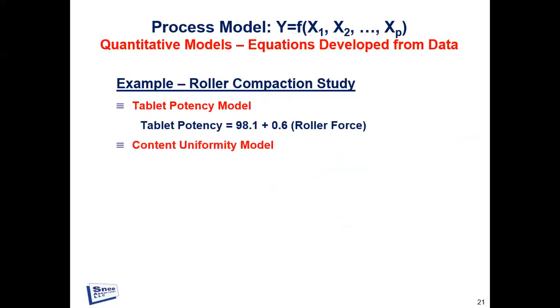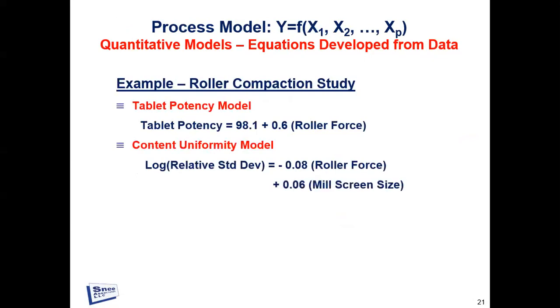force. But for that same process, we have another important variable, content uniformity. We want the content of the tablets to be uniform so that everybody gets the right dose. And now you can see an equation here where the uniformity, or relative standard deviation, is a negative function of roller force, a positive function of mill screen, and a negative function of gap width.